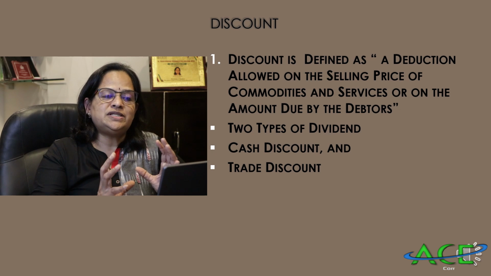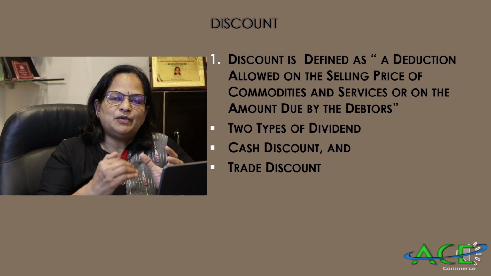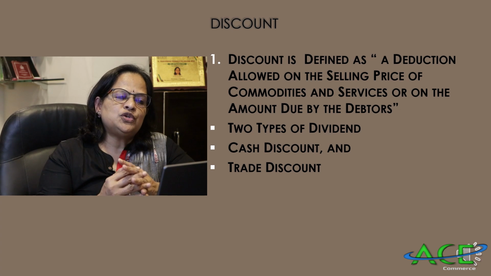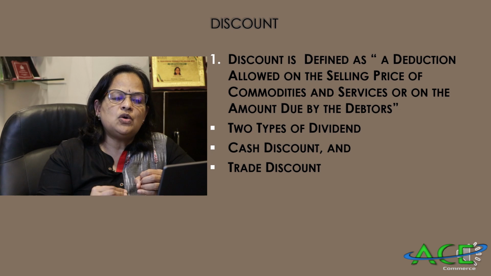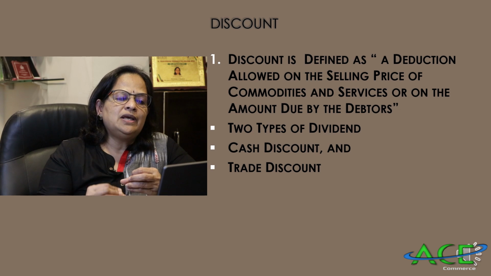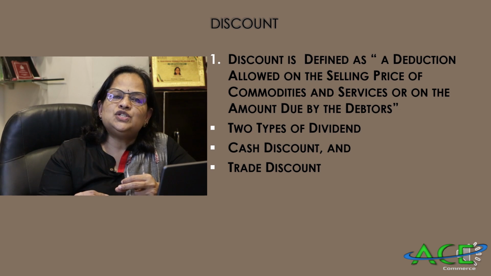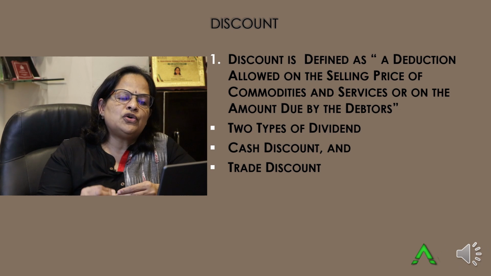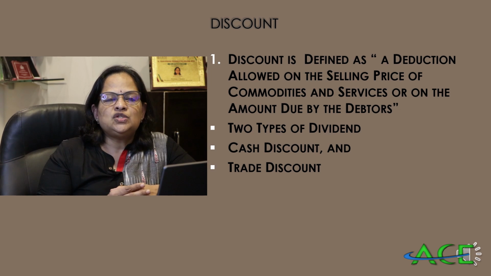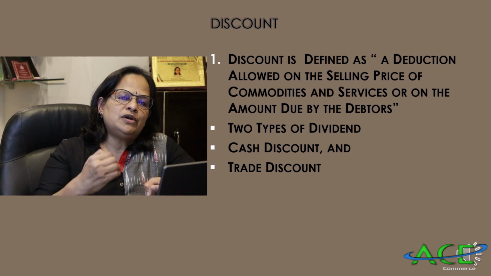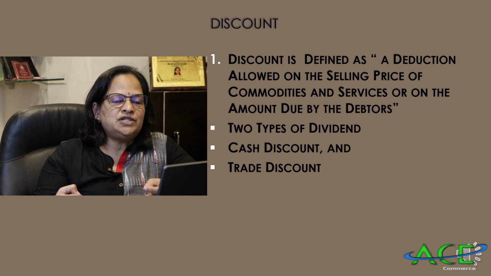Next you have to remember what is discount. I told you about the trade discount, so we should know what is discount. Discount is defined as reduction allowed on the selling price of commodities and services or on the amount due by the debtors. So we are going to talk about trade discount and cash discount.